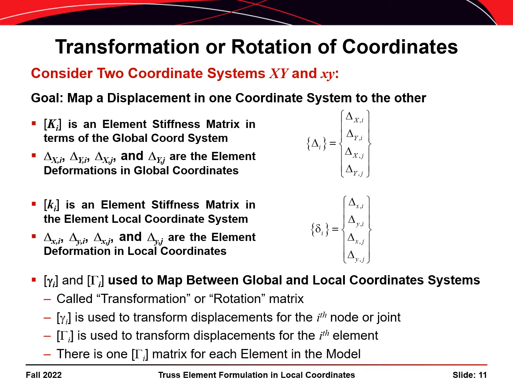To develop a mapping from one coordinate system to another, we're going to introduce transformation or rotation matrices, typically denoted with a lowercase gamma or a capital gamma. The lowercase gamma matrix is used to map displacements of a node from one coordinate system to another, whereas the capital gamma matrix is used to map displacements associated with an element from one coordinate system to another.